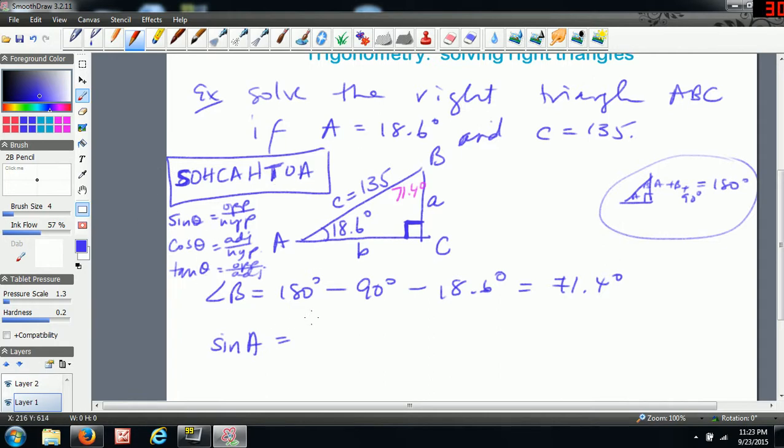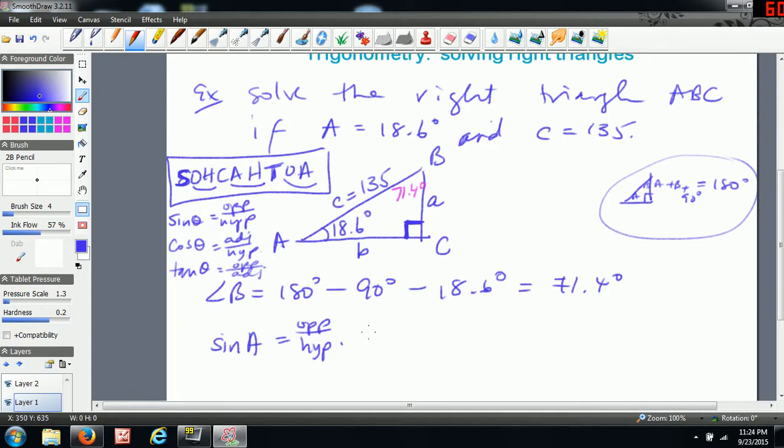So sine of A is equal to opposite. Sine is O over H, so it's opposite over hypotenuse. We know that because we've got this right here, and cos is adjacent over hypotenuse, and tan is opposite over adjacent. That's why memorizing SOHCAHTOA can help you figure out these ratios. Sine is opposite over hypotenuse, cos is adjacent over hypotenuse, and tan is opposite over adjacent. That's how you can remember those.